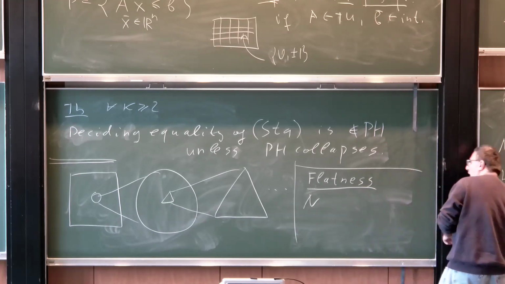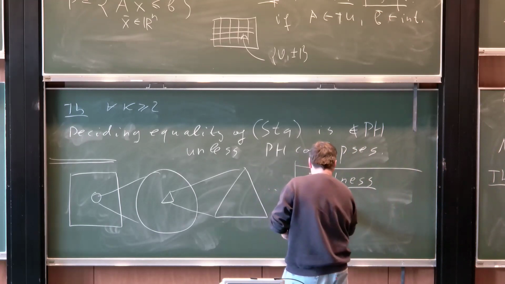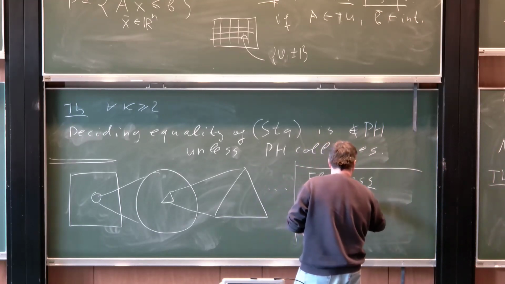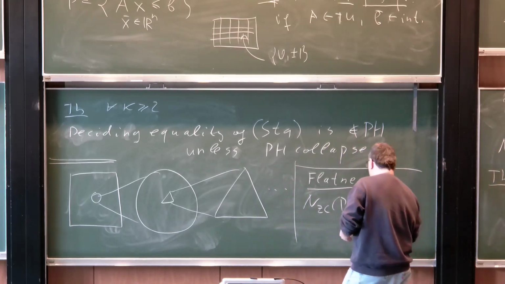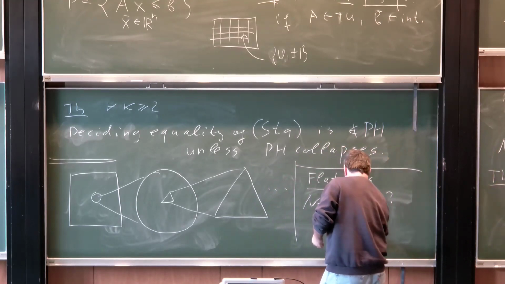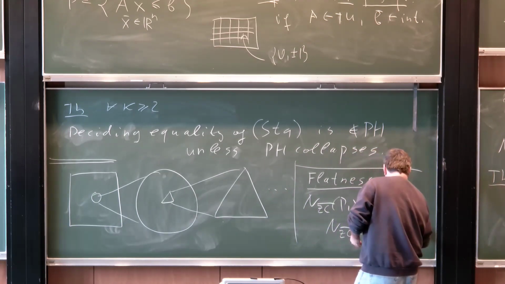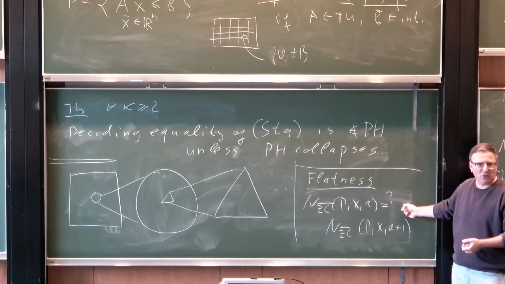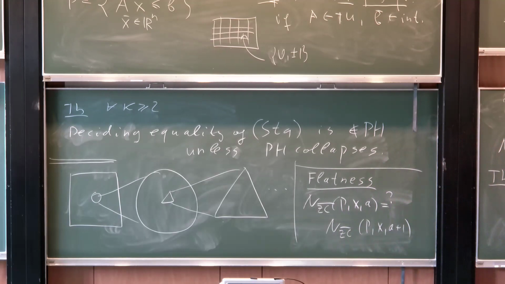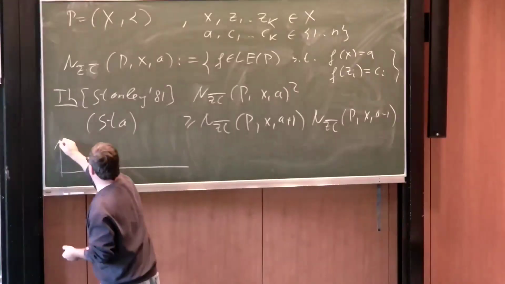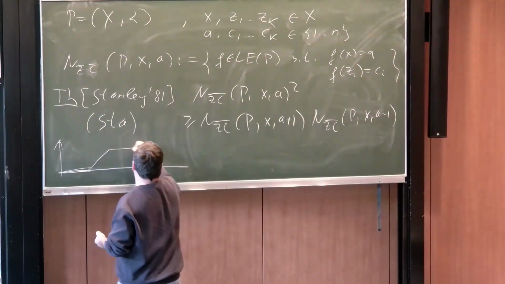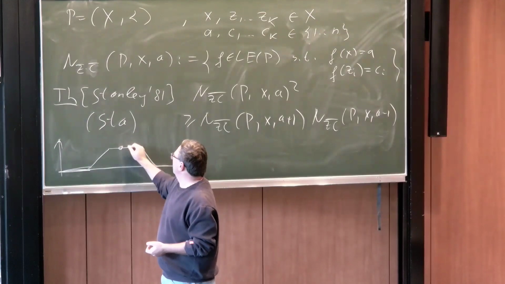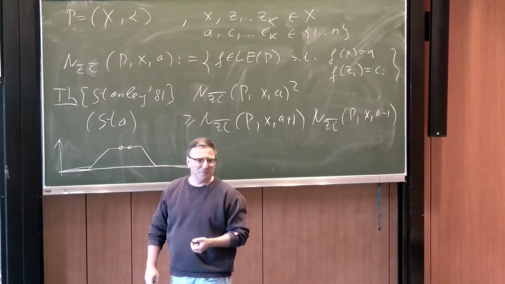And now, here is a question. Suppose you have N_ZC of P, x, a. Is that equal to N_ZC of P, x, a plus 1? That looks like a similar type of question, a simple type of question, right? You remember in the graphs that he was drawing, it sort of went flat for a while, then went up, then went flat, then went down. So we're asking, do we get equality of the two consecutive ones?